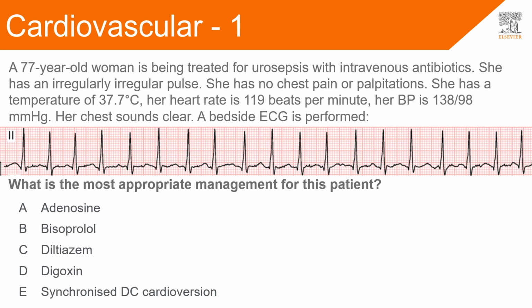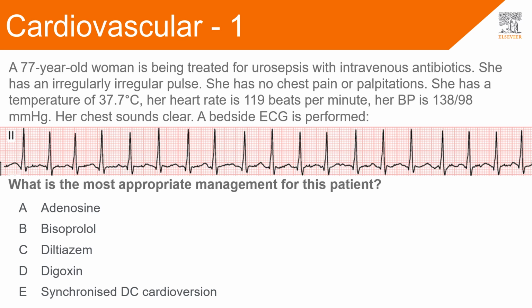So we have a 77-year-old woman who has been treated for urosepsis with IV antibiotics. She has an irregular pulse. She has no chest pain or palpitations. She has a temperature of 37.7 degrees. Her heart rate is 119 beats per minute. Her BP is 138/98 millimetres of mercury. Her chest sounds clear. And we see a bedside ECG with a lead 2 tracing here.